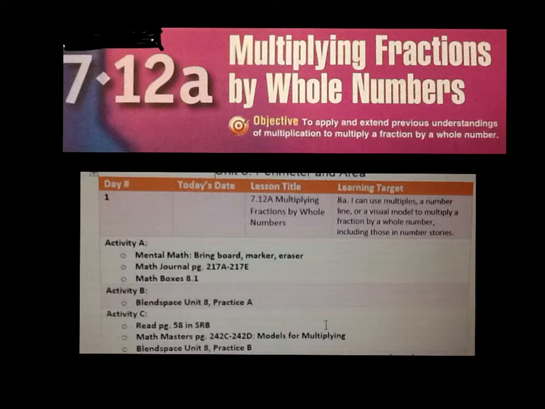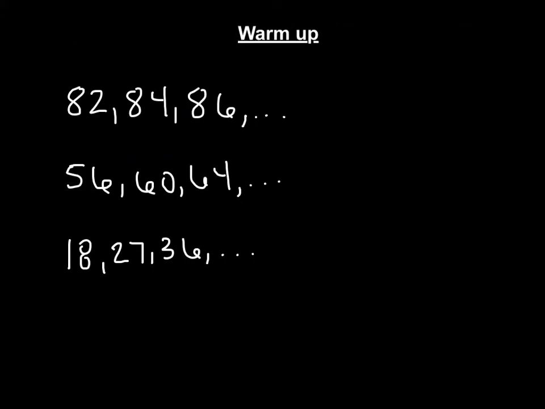Good morning, mathematicians. Today we'll be starting Unit 8 by going back to Lesson 712A, Multiplying Fractions by Whole Numbers. Our objective for today is to apply and extend previous understandings of multiplication to multiply a fraction by a whole number. Let's get started with our warm-up.